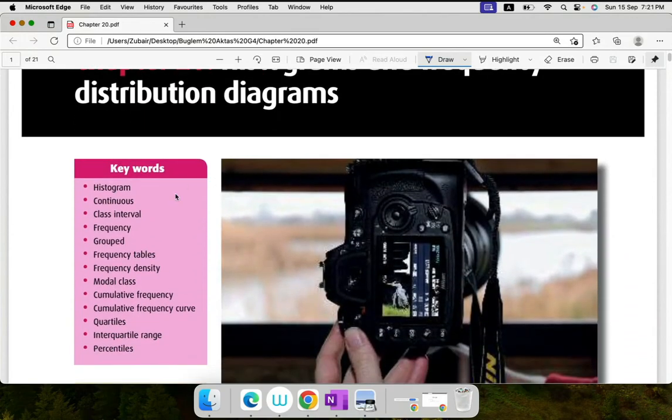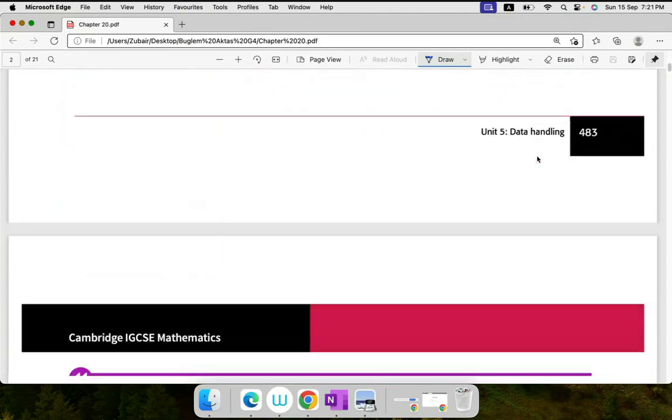Histogram and frequency distribution. So we are going to look at histograms, continuous class intervals. We may have different class intervals which will lead us to frequency density. We have frequency, group tables, raw data or group tables, and frequency tables. Modal class is the mode, most frequent, cumulative frequency curve, quartiles. We'll be having upper quartile, median, and lower quartile, and then interquartile range is upper quartile minus lower quartile, and then percentiles. Pure statistics.